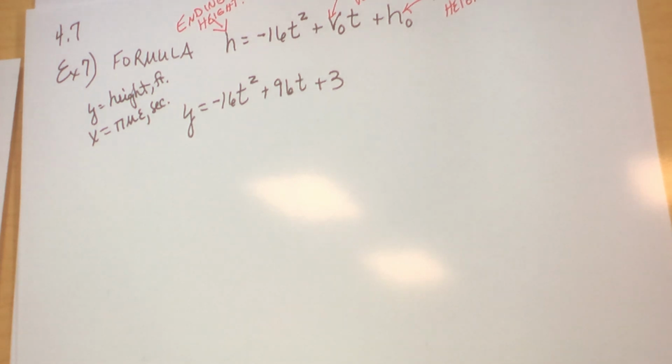So I'm going to ask you some questions, and just by looking at the equation, you should be able to answer my question. Can you tell me how fast the ball was going when the guy hit it? 96. 96 what?